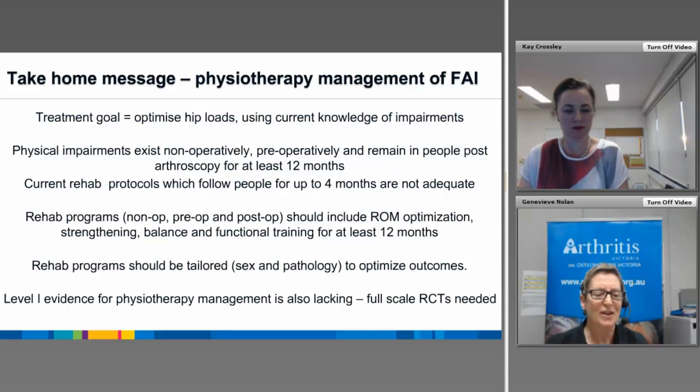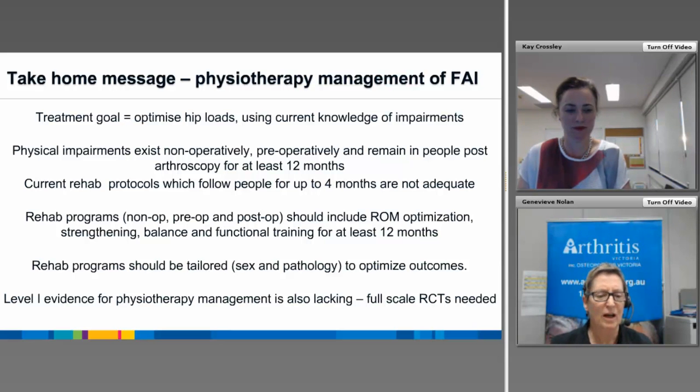And a good question, are there any current FAI guidelines? That's a really good question as well. So we have some really good guidelines for physio management for more advanced hip OA. There are a number of papers out there where people have published their own individual protocols for rehab for FAI, but there are no, I guess, consensus guidelines at the moment in terms of the management of FAI, unfortunately.